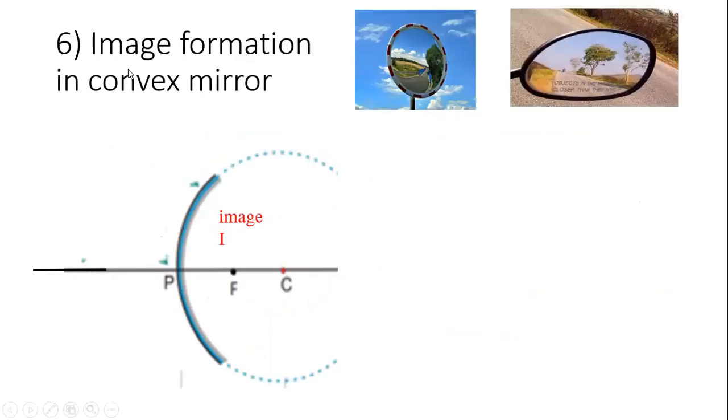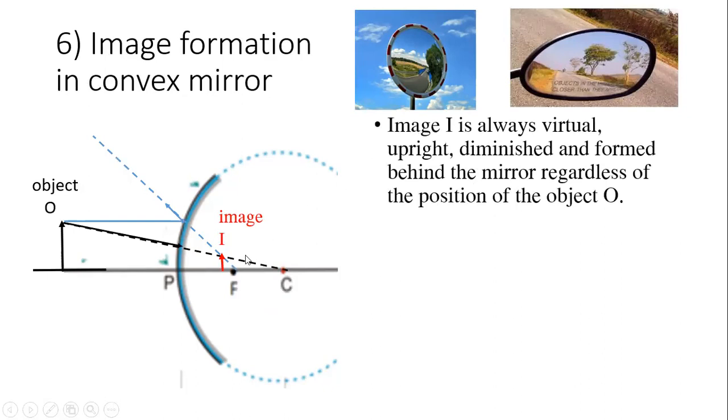Okay. Image formation in convex mirror. That's your object. That's the ray parallel to the principal axis. Then we say it diverges, from the focus. And if it's going towards the center of curvature, it will be reflected back. So I is the image, which is virtual. It's behind the mirror, virtual. Diminished, that means smaller. Formed behind the mirror, that's what it means by virtual.